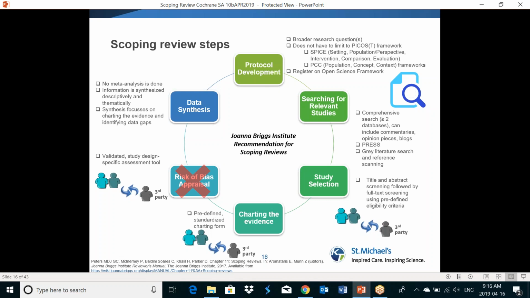And then in terms of data synthesis, we do not conduct a meta-analysis because it's not a focused enough question, right? We could do a scoping review to determine areas for a systematic review, and then move on to the systematic review and meta-analysis. So it's generally not recommended to do a meta-analysis on a scoping review because it's a broader type of research design. You can synthesize your information descriptively. You may want to do a formal qualitative analysis, such as grounded theory or thematic analysis, depending on your objectives. The synthesis often focuses on charting the evidence and identifying data gaps.